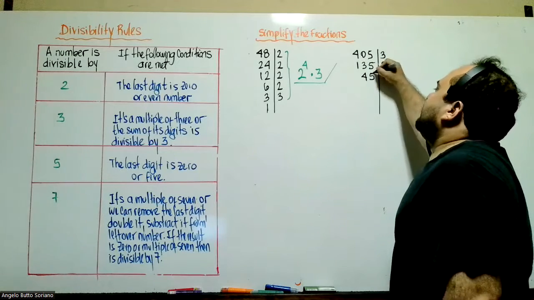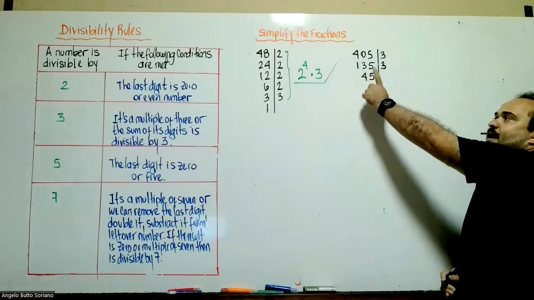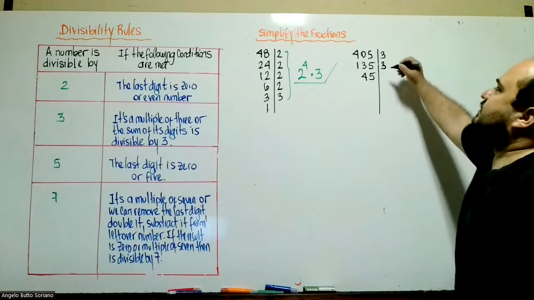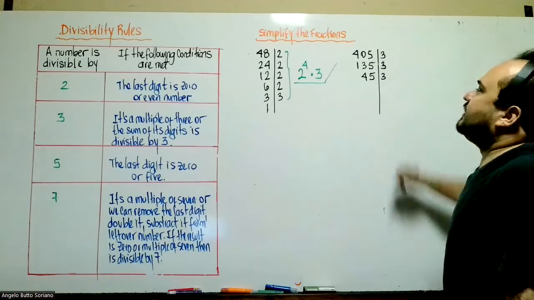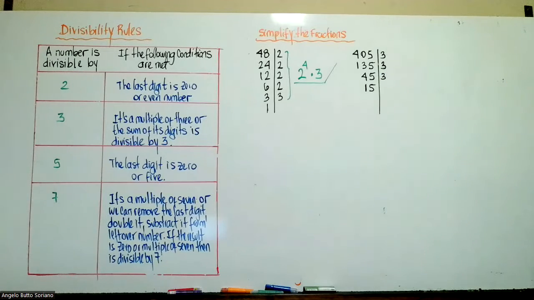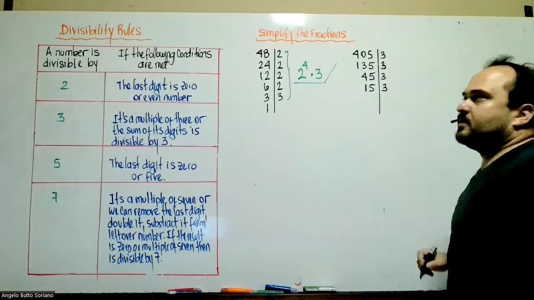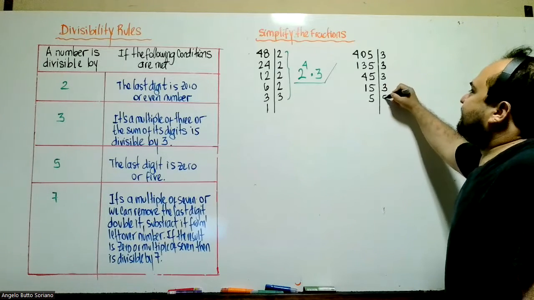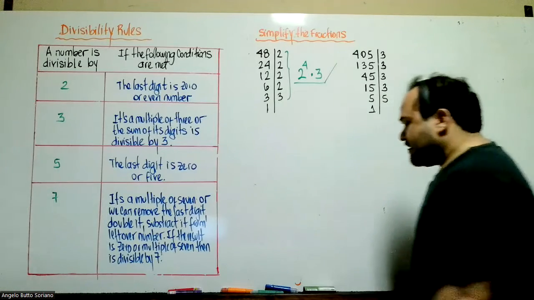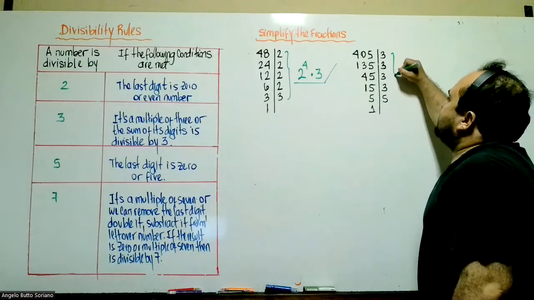The number 45 will still be a multiple of 3 because if you add 4 plus 5, again it gives us the number 9, and 9 is a multiple of 3, so we can continue with the number 3, and 45 divided by 3 will be 15. And 15 can be divided by 3 also because it's a multiple of 3, which gives us 5, and 5 divided by 5 will be 1. And for that reason, at the moment, we can simplify these fractions.